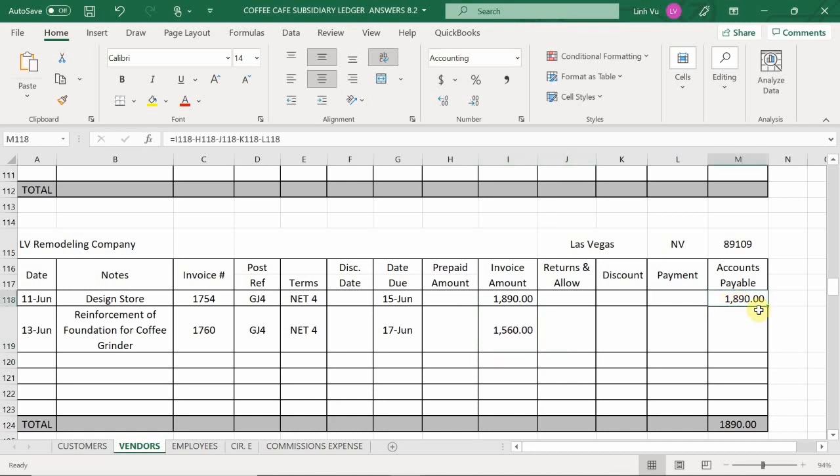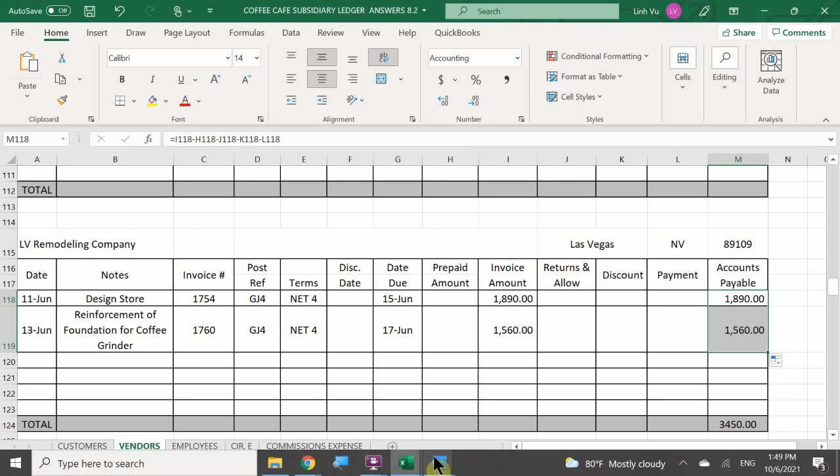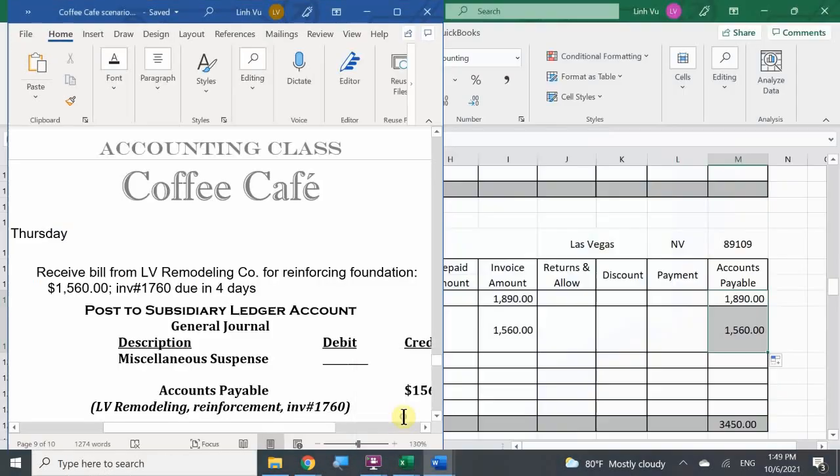The great thing about having Excel is you're able to copy and paste formulas, or in this case, I can use my autofill. Great, 1560, which in total, I owe $3,450. Yep, a lot of money. Okay, good. So that's all. We have everything.